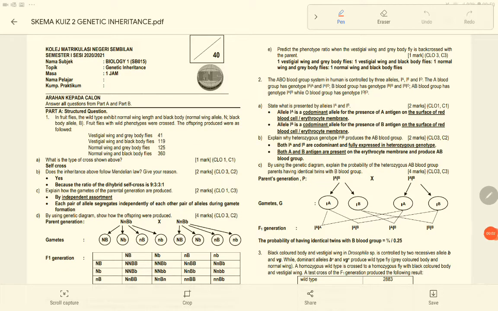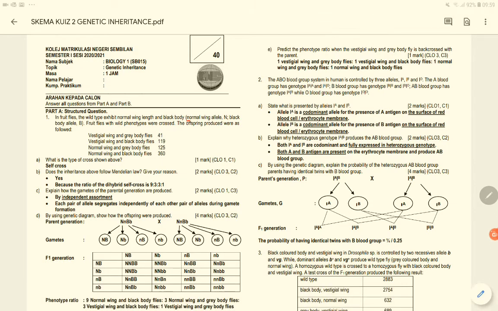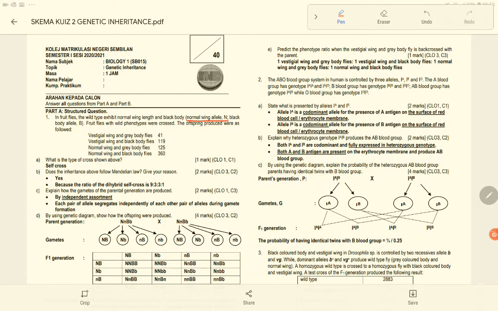This video is going to discuss the answer scheme of quiz 2, genetic inheritance. First question: in fruit flies, the wild type exhibits normal wing length and black body, where it is given that normal wing length is capital letter N and black body is capital letter B. In order to tell you that these two characteristics are dominant, fruit flies with wild phenotypes will cross. The offspring produced will be as follows.